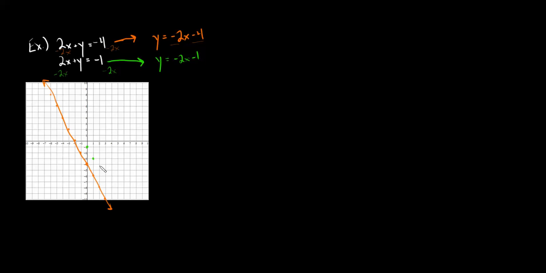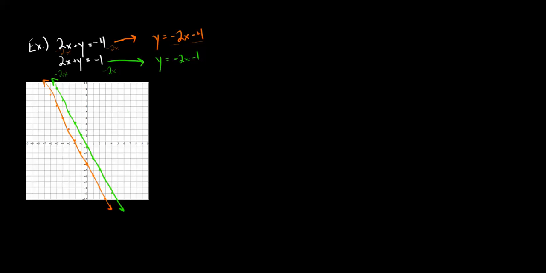Down 2, right 1, down 2, right 1, down 2, right 1, down 2, right 1. I'm going to go backwards as well. Up 2, left 1, up 2, left 1, up 2, left 1, up 2, left 1. I'm going to go ahead and connect this. So there is our other graph, okay?